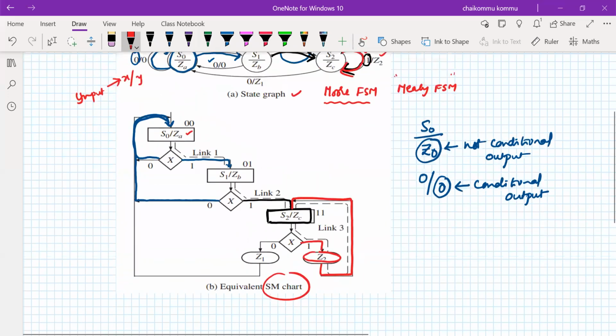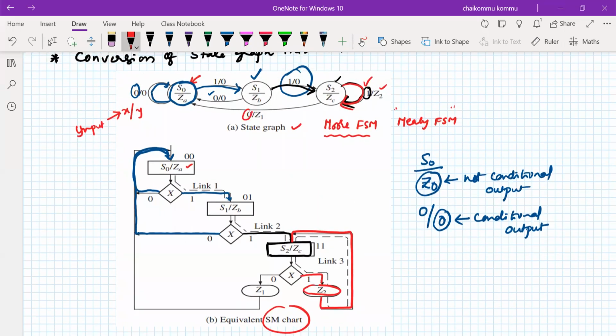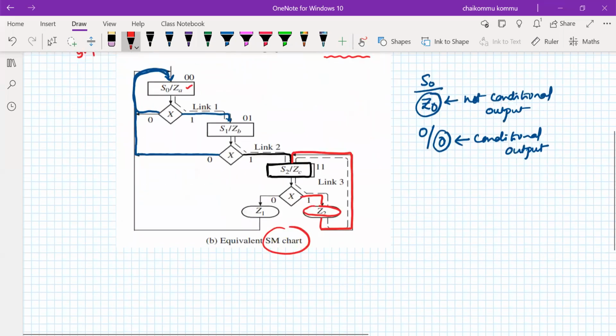If x is false, for example x is equal to 0, then with the output z1, it has to go to the initial state. So if x is equal to 0, with this output, it has to go to the previous state. Clear?